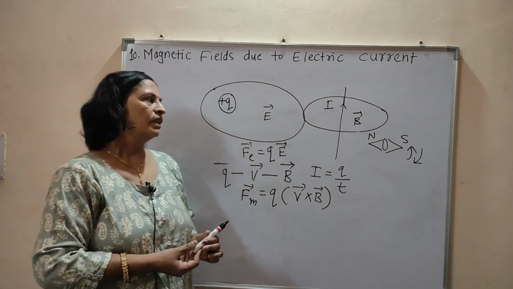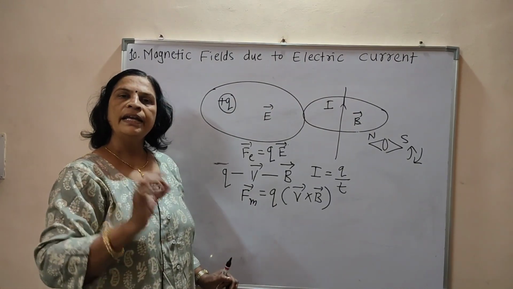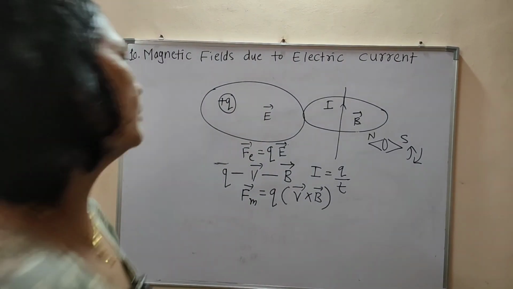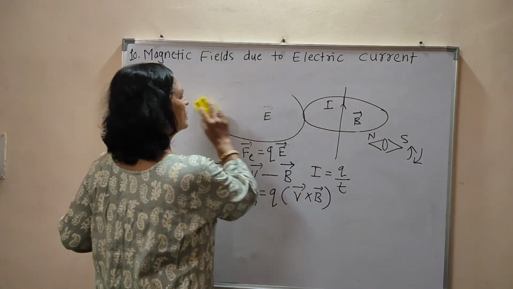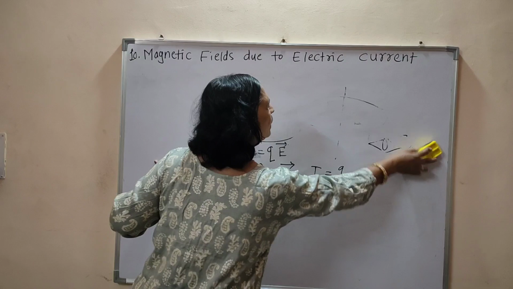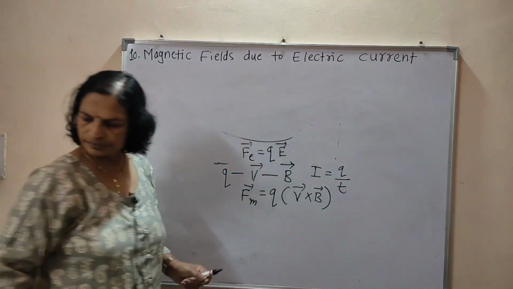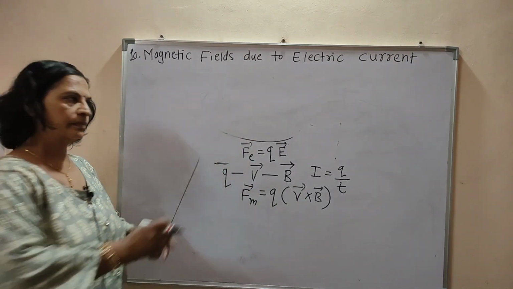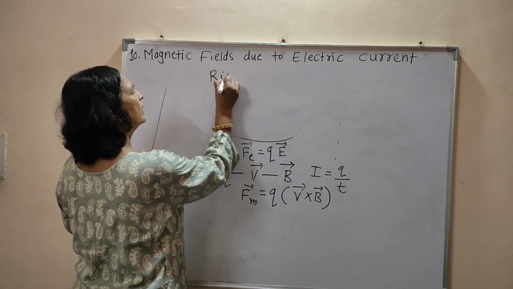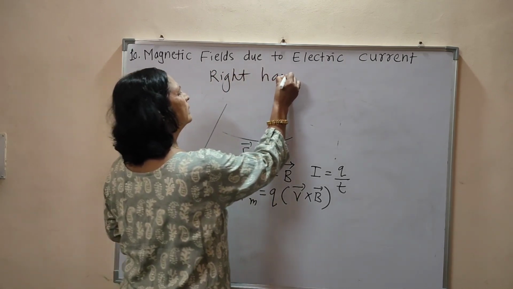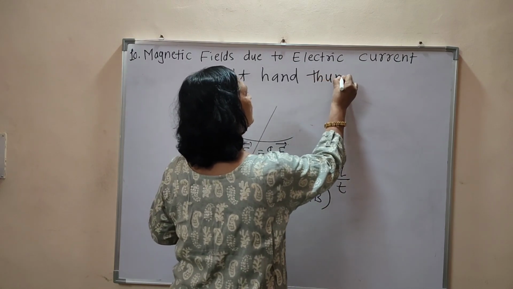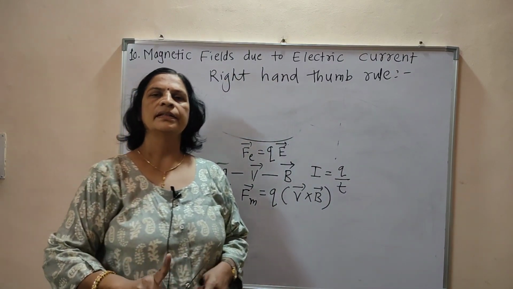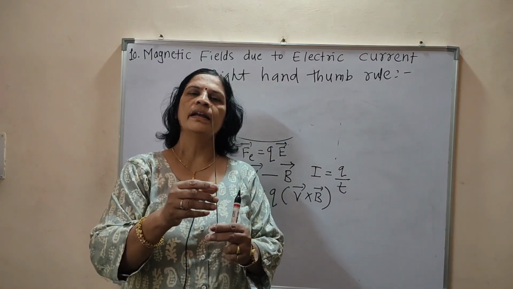First we will study the right hand thumb rule. What is the right hand thumb rule? Consider this is a conductor carrying current I.